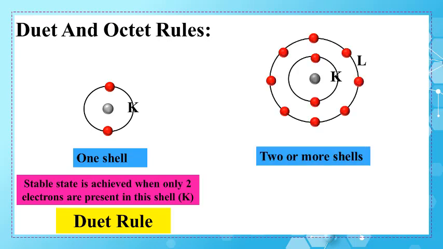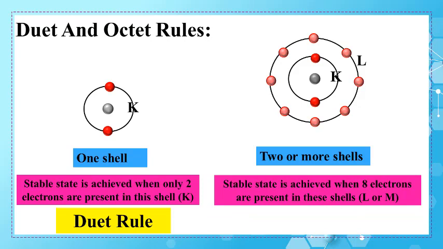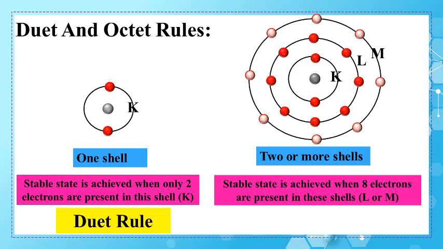However, for atoms having 2 or more shells, the stable state is achieved when 8 electrons are present in these shells, which are L and M. And this is called the octet rule.